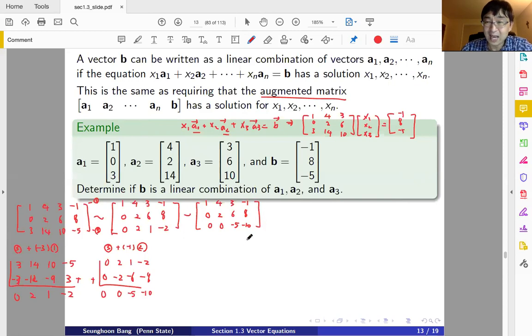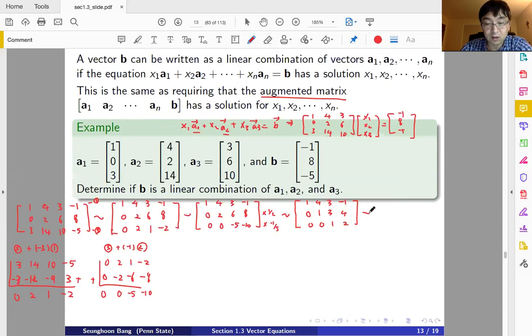The next is scaling. The second row times 1 over 2, and the third row times negative 1 over 5. You can scale and change it: 1, 4, 3, minus 1. The second one is 0, 1, 3, 4. The third one is 0, 0, 1, 2. You have it. The next, you have to eliminate the 3s.